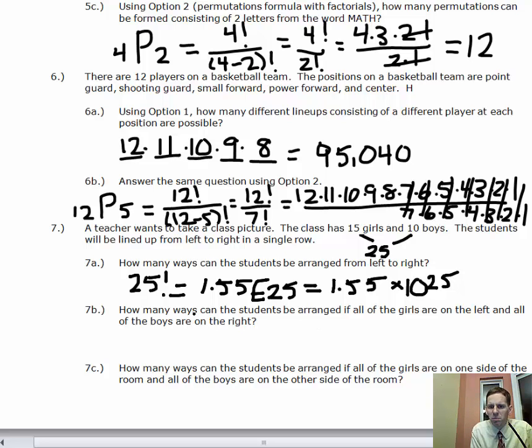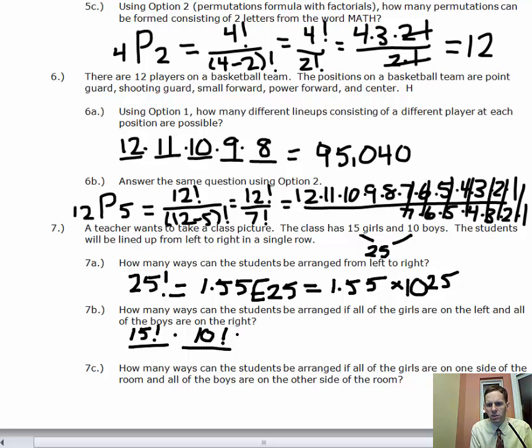Now in 7b, if I say all the girls have to be on the left and all the boys have to be on the right side, there are 15 girls, so all the girls are on the left, all the boys are on the right. There's 15 girls, they can be arranged 15 factorial ways. The boys can be arranged 10 factorial ways. We multiply all these numbers together. It's sort of like 15 times 14 all the way down to 1, times 10 times 9 times 8 all the way down to 1.